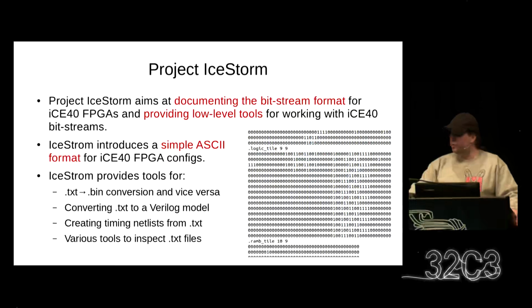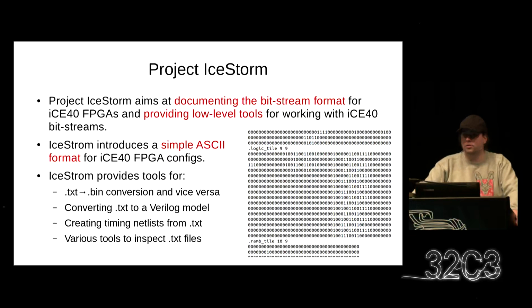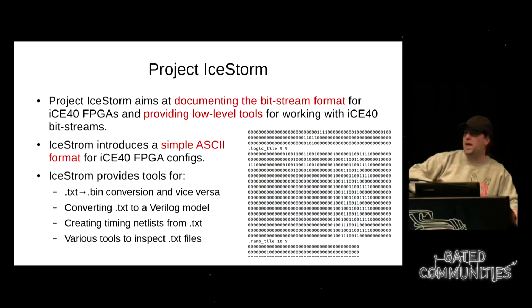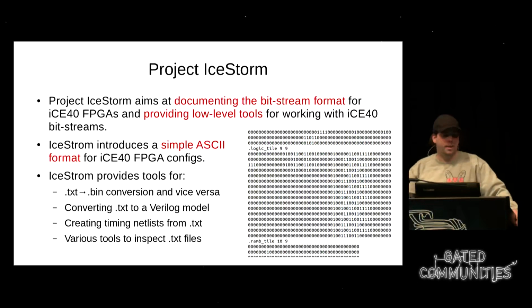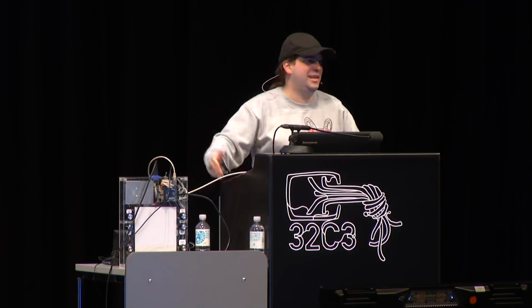So with the iStorm tools, we can convert between the text files and the binary files. And we can also do a lot of other interesting stuff. For example, we can take one of those text files and convert it back into a behavioral Verilog model. And actually, when I released this feature the first time, I got quite some hate mail from people who thought I wanted to steal their IP or something.